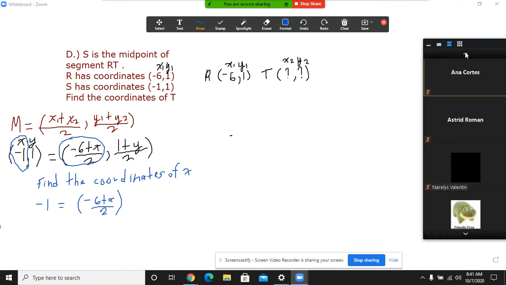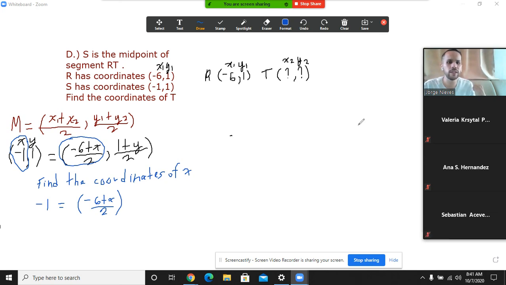Okay. So the first thing I have to do is get rid of that 2. ¿Cómo me deshago del 2? Siempre se hace igual. How do I get rid of that 2 in the denominator? I want to multiply by 2. So if I multiply by 2 on this side, I also have to multiply on the other side of this problem. So I cancel this, and this is going to look like this. Okay, so 2 times -1 is -2, and on the other side we got left -6 plus x.